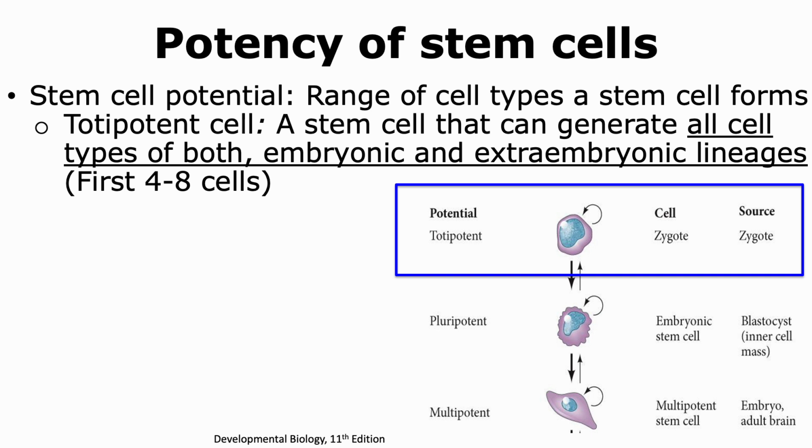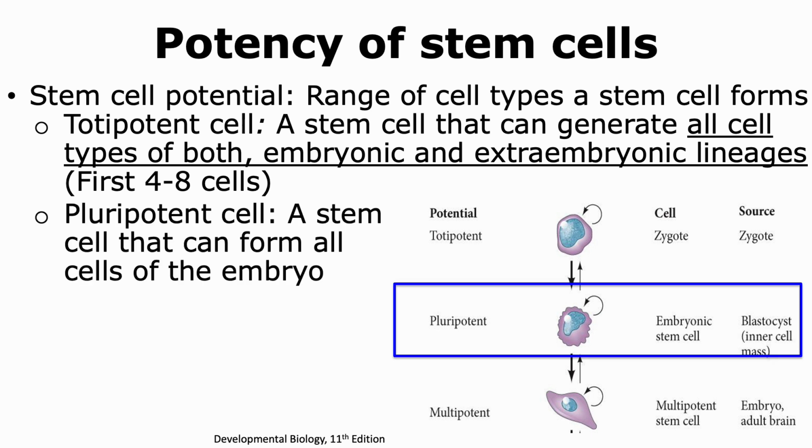A totipotent stem cell is a stem cell that can generate all cell types of both the embryonic and extraembryonic lineages. When we look at the blue box, the cell that is shown to be totipotent is a zygote. A zygote is a totipotent cell because it has the ability to give rise to embryonic as well as extraembryonic cells. When the zygote undergoes cell division in the cleavage step of development, the cells up till the 4 to 8 cell stage are also totipotent.